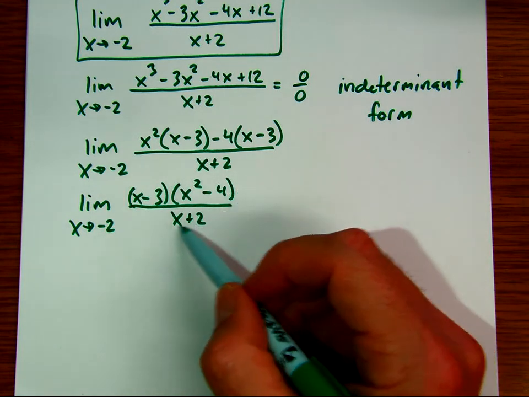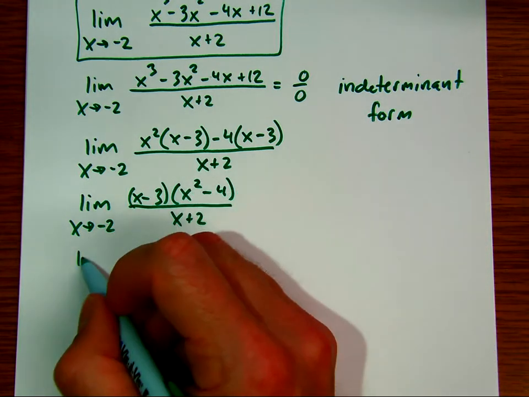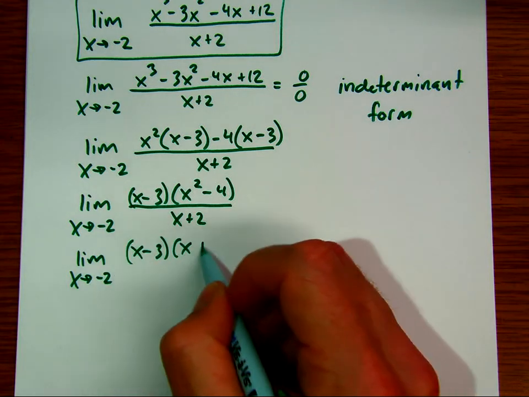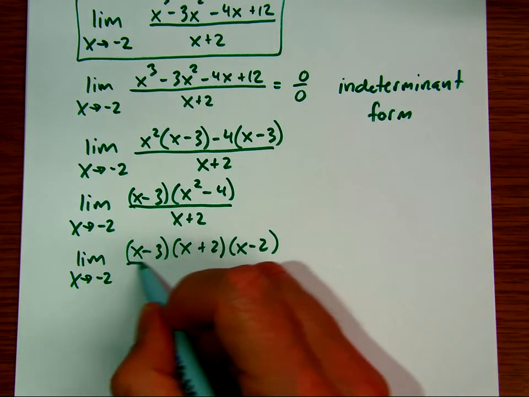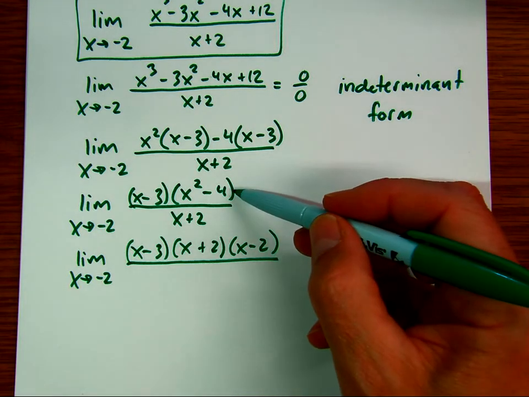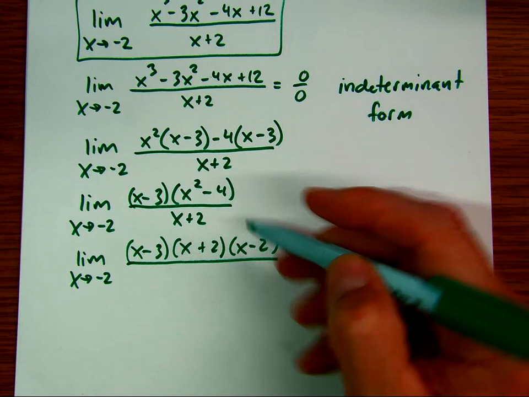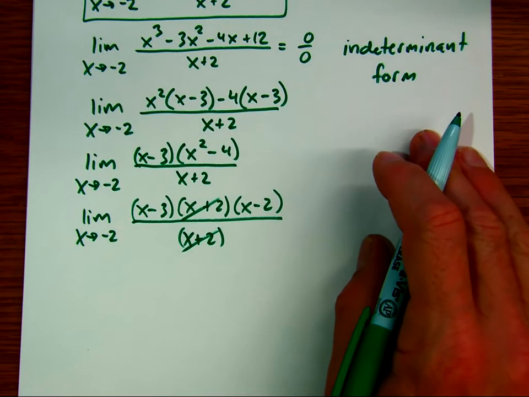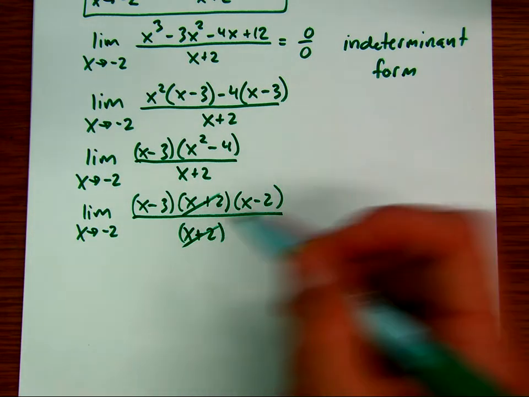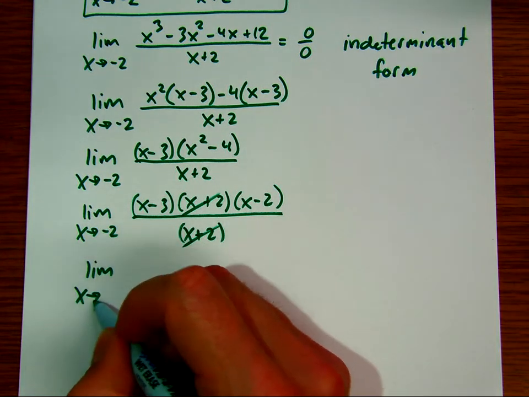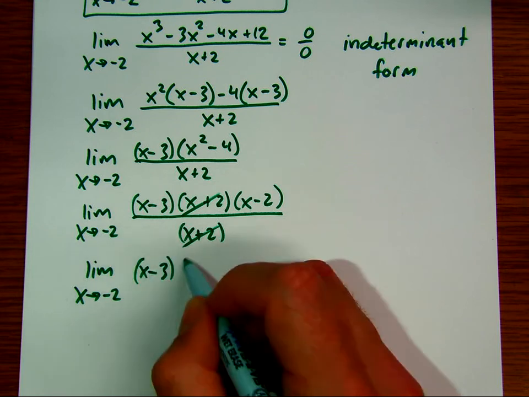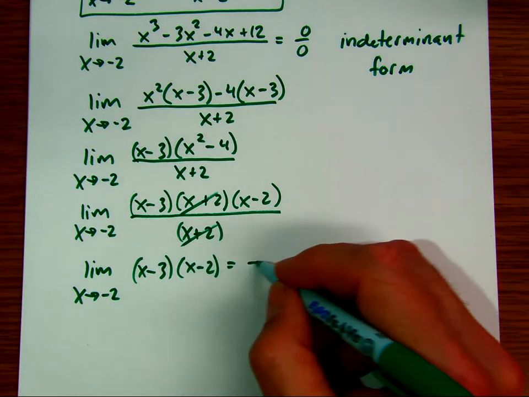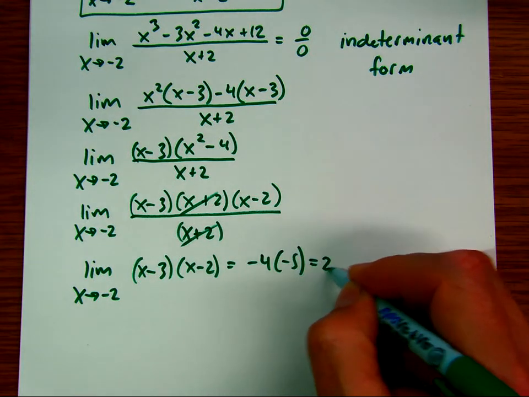Our goal is to be able to cancel the denominator, so we have to keep factoring. So we factor the binomial, the difference of squares. We can factor it like this, and now we see what cancels. And with no denominator, then it won't be undefined anymore. And now after you cancel, we substitute, and we get -4 times -5, which is 20.